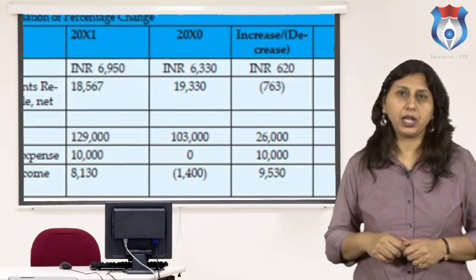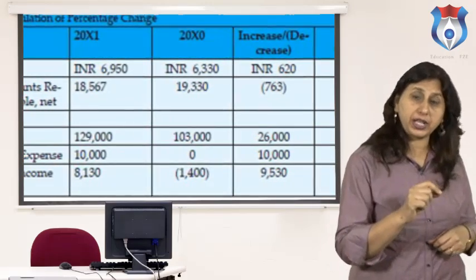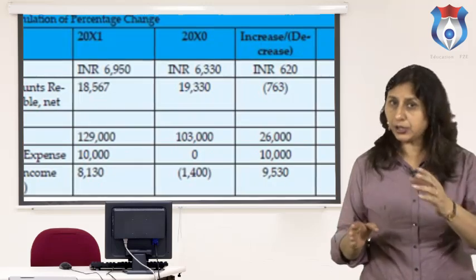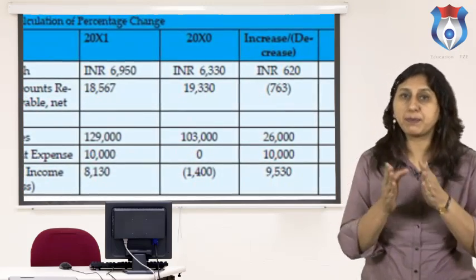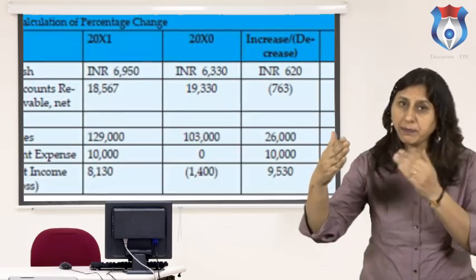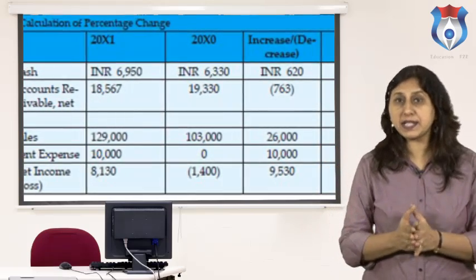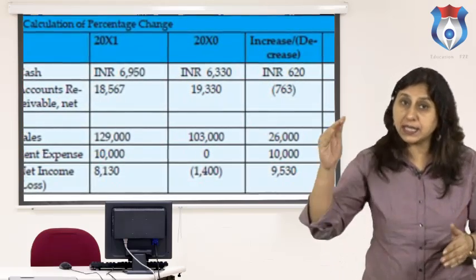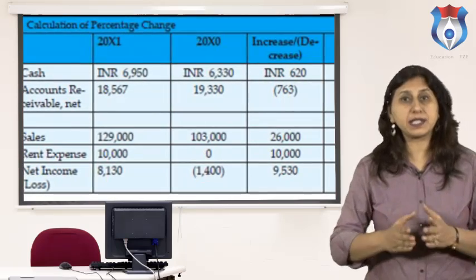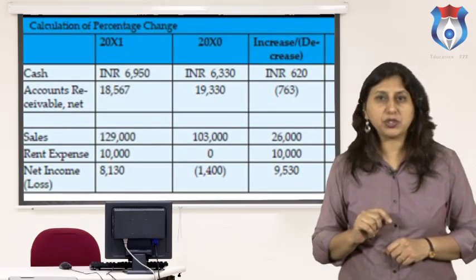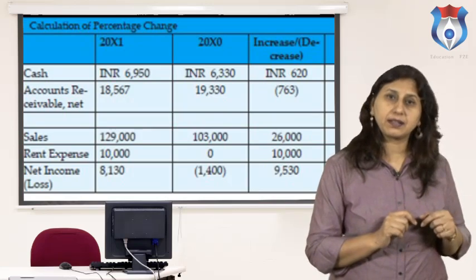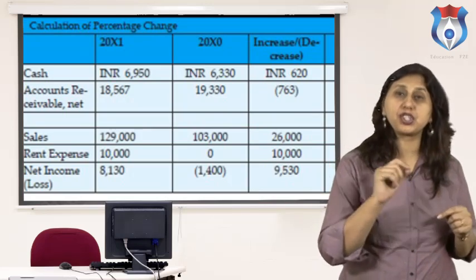Percentage change. To calculate the percentage change between two periods, calculate the amount of the increase or decrease for the period by subtracting the earlier year from the later year. If the difference is negative, the change is a decrease, and if the difference is positive, it is an increase. Divide the change by the earlier year's balance. The result is the percentage change.